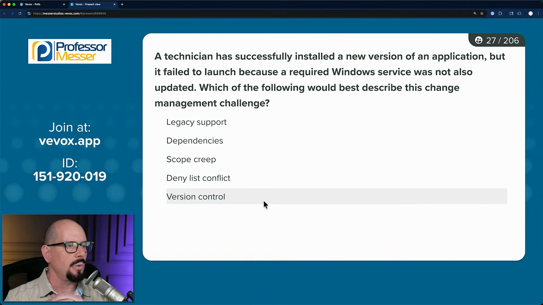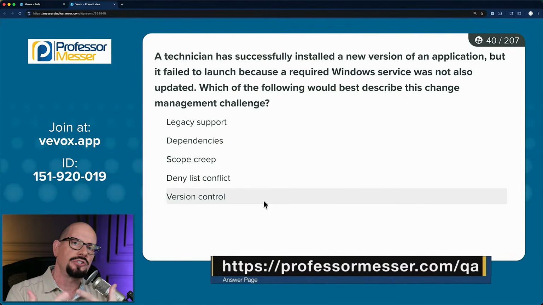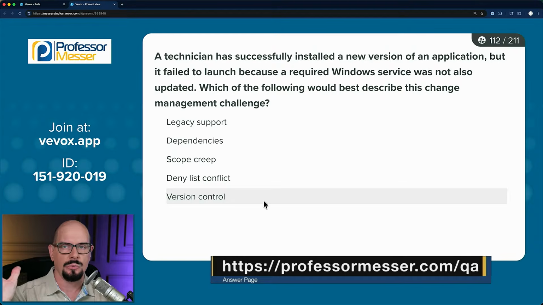When you are faced with managing a change control process, the clock is ticking. You get a certain window that you're able to make this change, and you need to make it as quickly as possible, or at least within that window time frame, because you're simply not allowed to make changes outside of that window. So in this particular case, you've been tasked with installing and updating this application. It's kind of a normal change control. But then when you start the installation process, it stops and says, we can't install because you didn't install a required Windows service. You didn't update that Windows service as well. So that's a challenge. That's a problem.